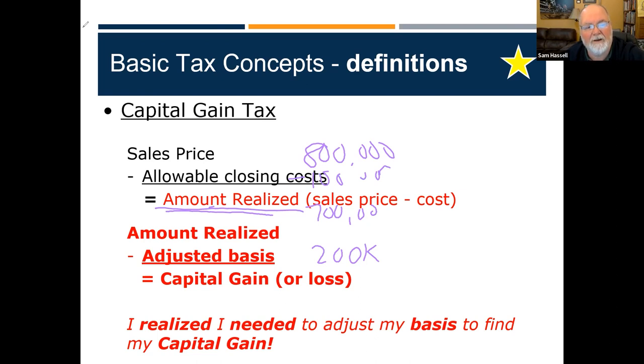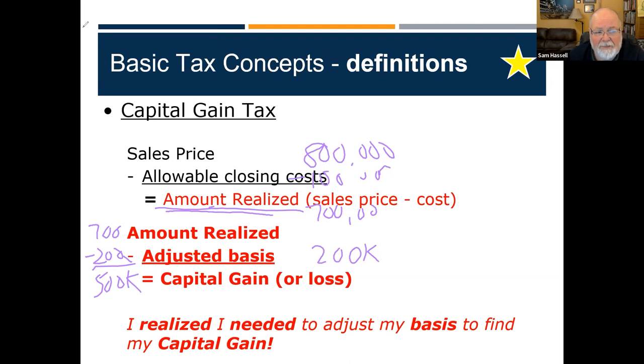So I'm going to put my $700,000 in my amount realized. I'm going to subtract what it cost me, and that means I have a $500,000 capital gain. That's really what it is. So my sales price, less my closing costs, which would be commission, excise tax, any kind of sales taxes, any of my closing costs, they would all come off. They would be my amount realized. That's how much I really made. So I take off what I paid for it from what I made.